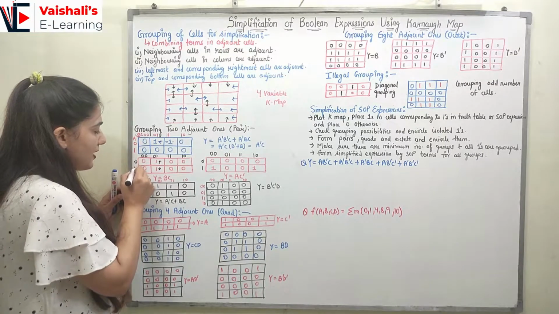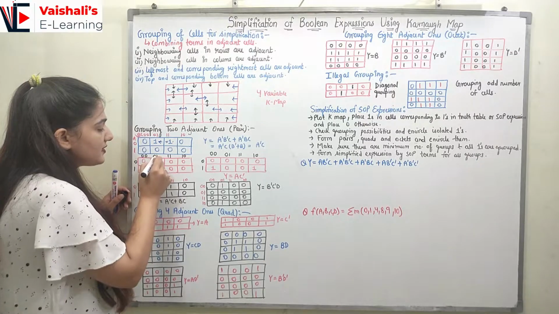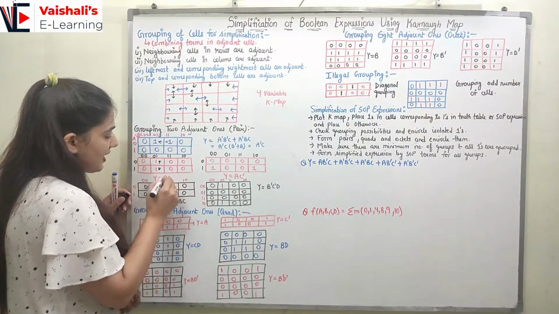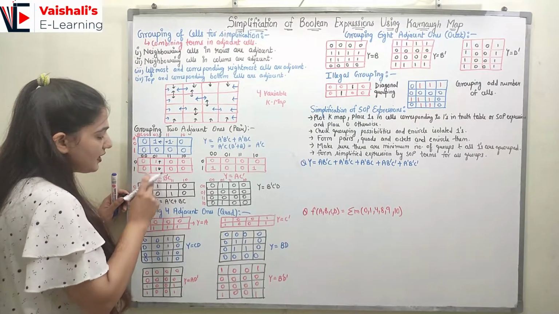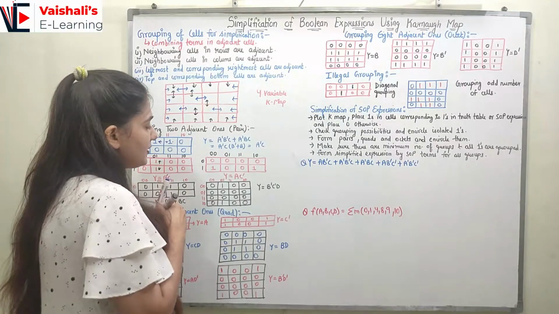A is 0 and 1 over here in these two. If I see B and C, B is 0 and C is 1 for these two. So it can be represented as B dash C, right? So Y will be equal to B dash C over here.